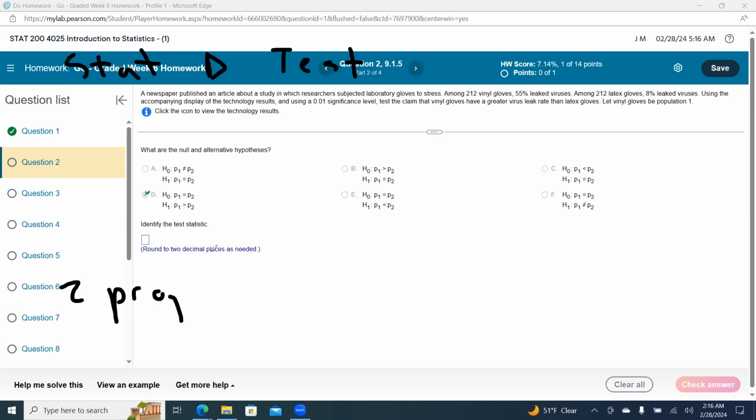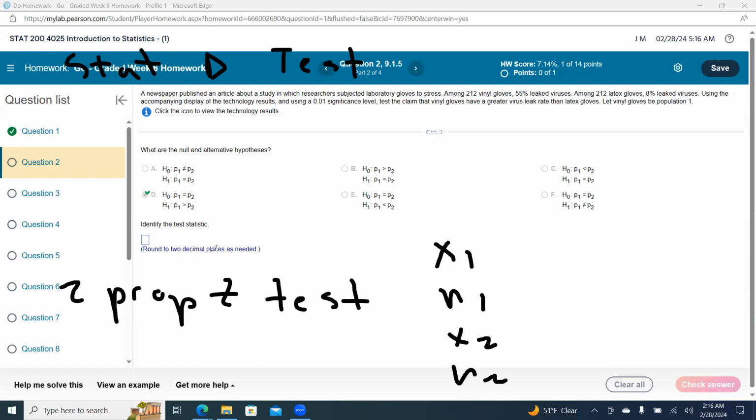2-prop z-test. And it'll give us everything here. So we press enter on that, and we literally just want to plug everything in. What I'm plugging in is x1, n1, x2, n2, and then we have to plug in a greater than for the alternative hypothesis. But all we have to plug in is x1, x2, n1, n2. All the calculations come from that.